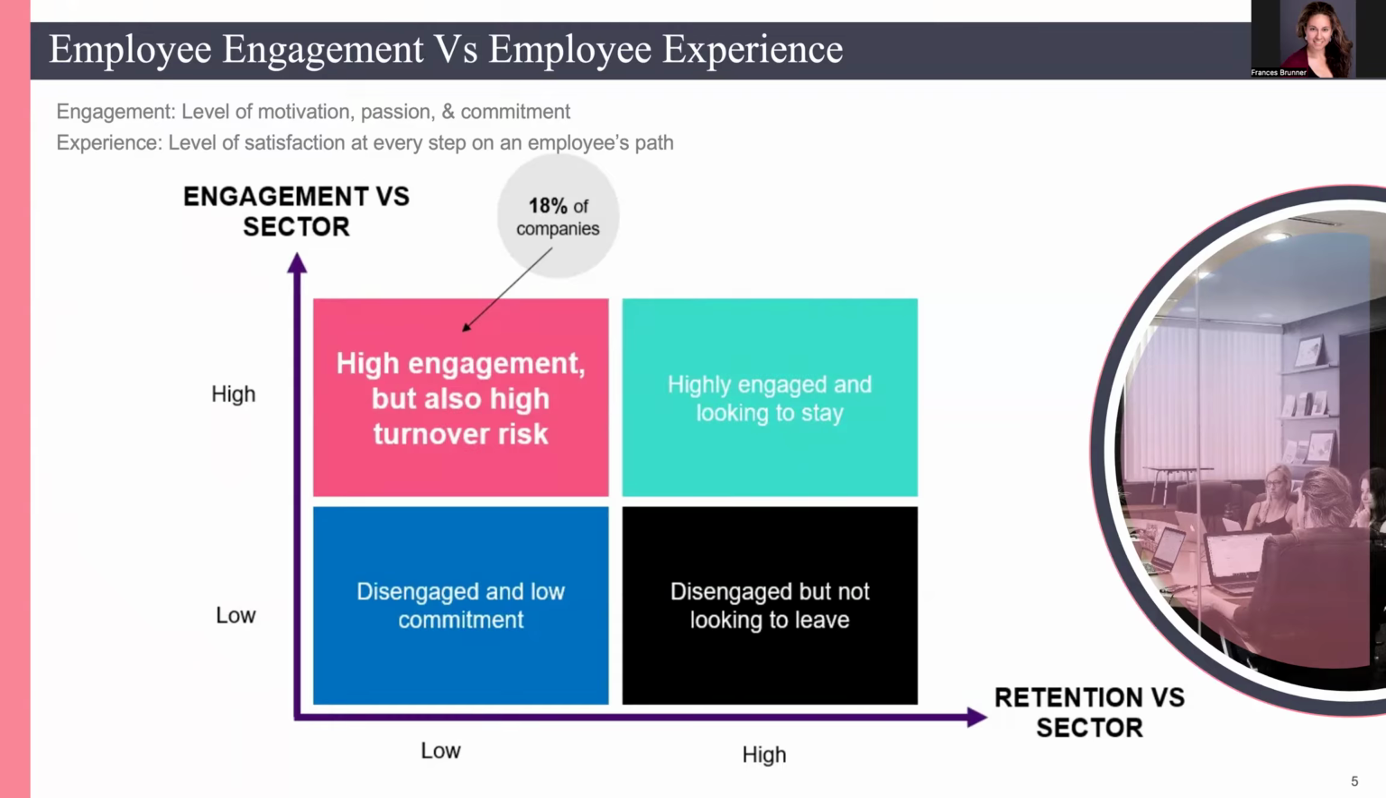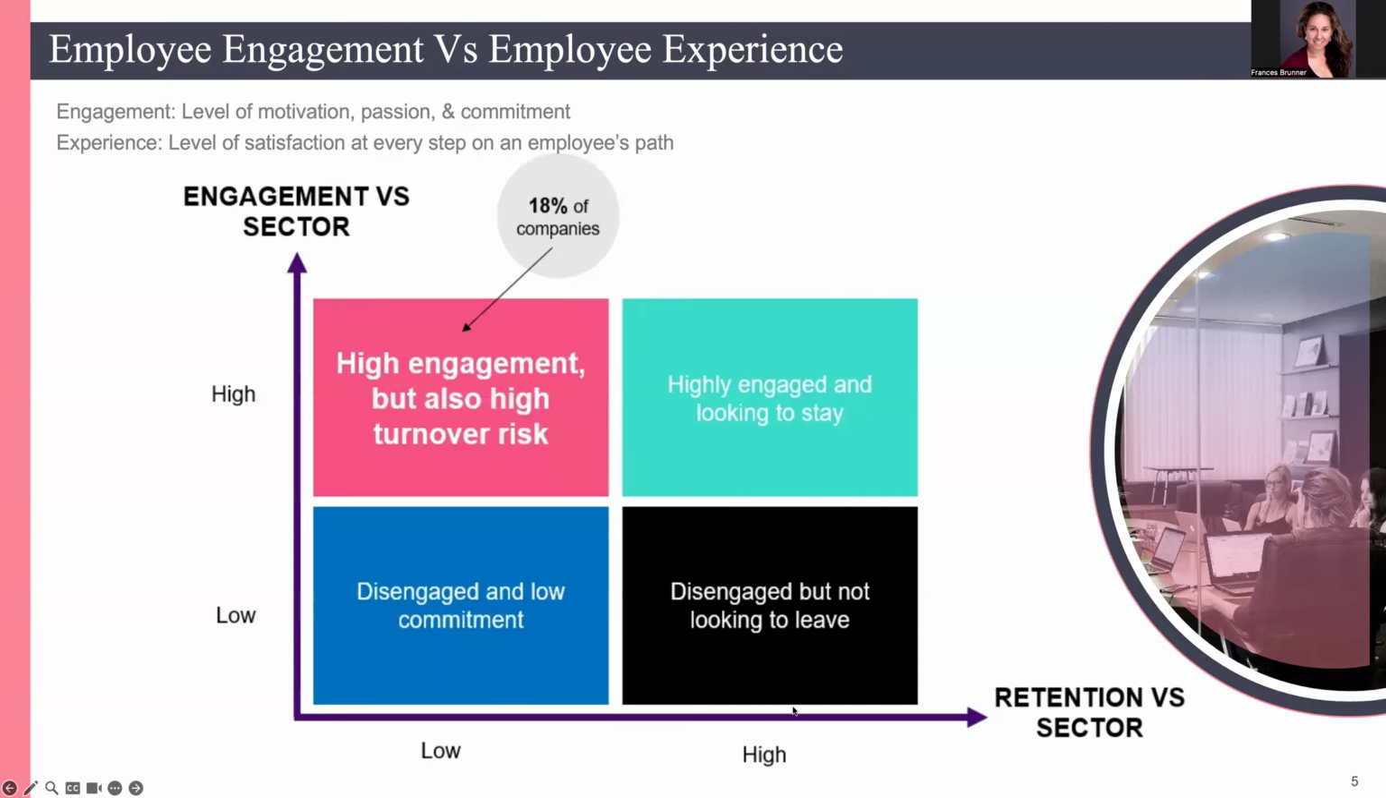This means they are hard workers, but they also provide a high turnover risk because they are motivated but not happy and satisfied in their current position. Those that are highly engaged and are looking to stay have high retention and high engagement. These kinds of employees are the ones you want to try to obtain and keep. The disengaged, low commitment employees tend to move on and they don't really work very hard, but they also don't stay in one place very long.